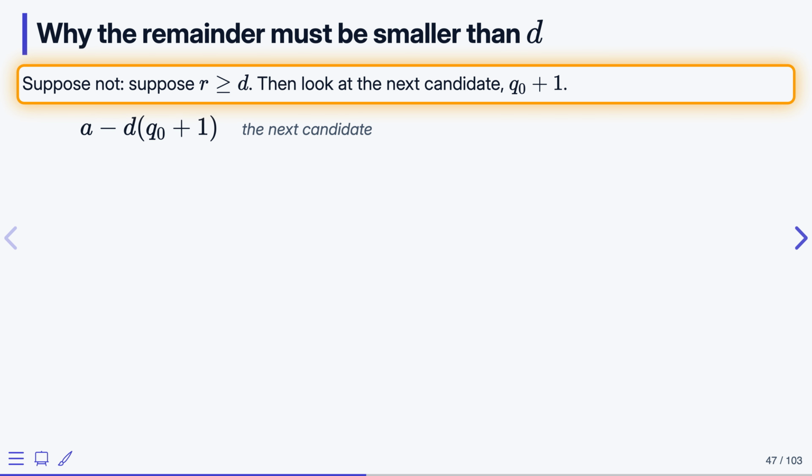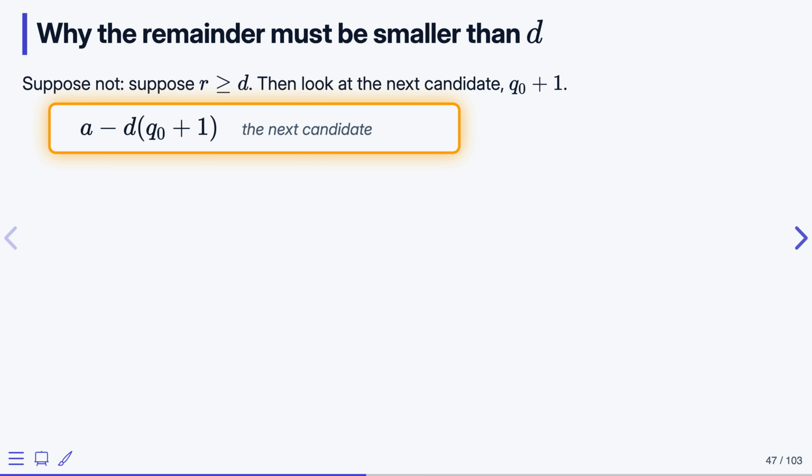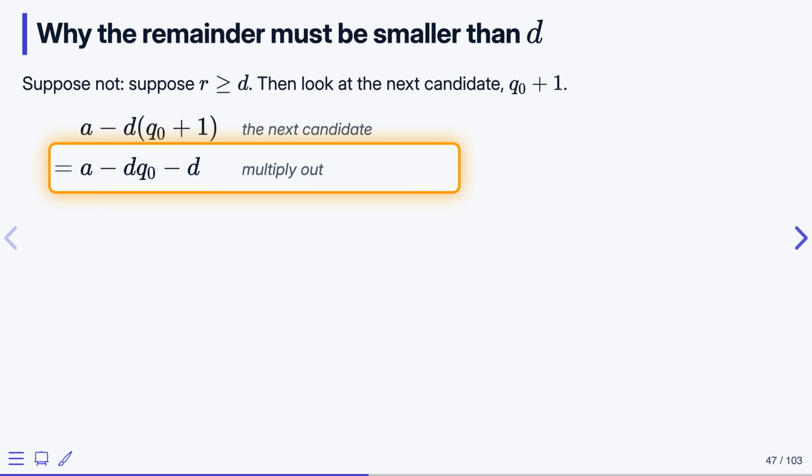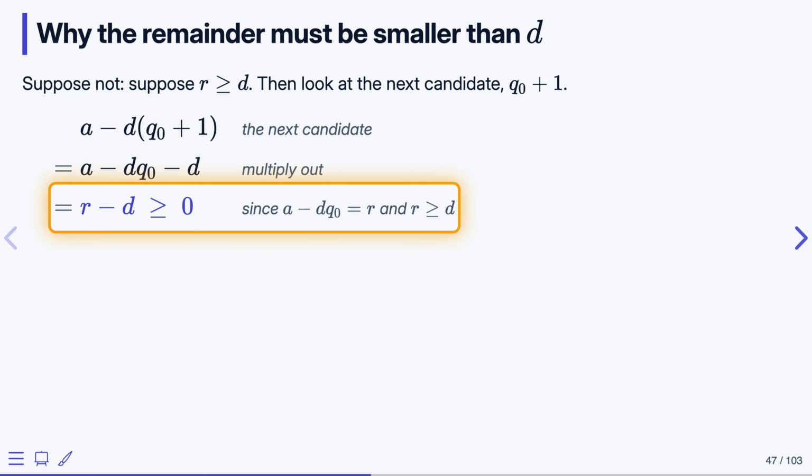Now we show the remainder is smaller than d. Suppose it is not. Suppose r is at least d. Then look at the next candidate, the one we get by using q sub 0 plus 1. Step 1. Multiply out. A minus d times q sub 0 plus 1 is a minus dq sub 0 minus d. Step 2. But a minus dq sub 0 is exactly r, so the value is r minus d, and since we supposed r is at least d, this is still 0 or more.